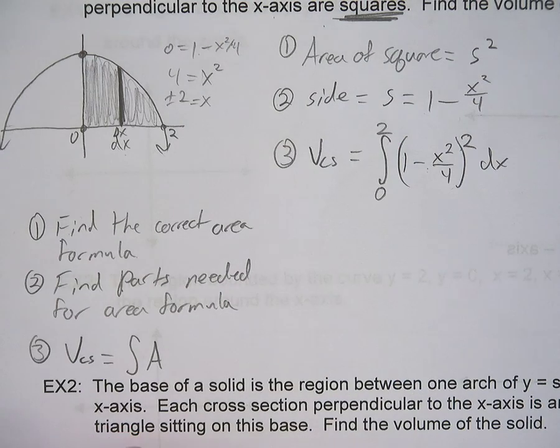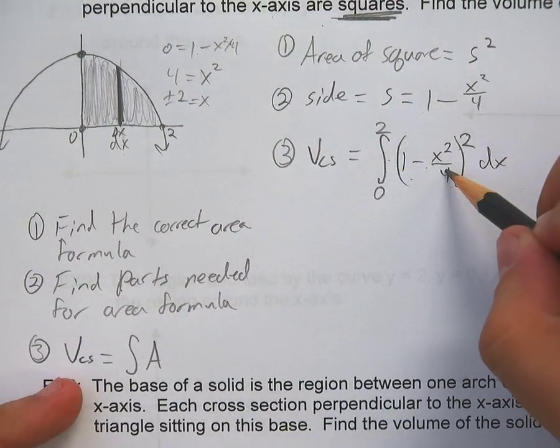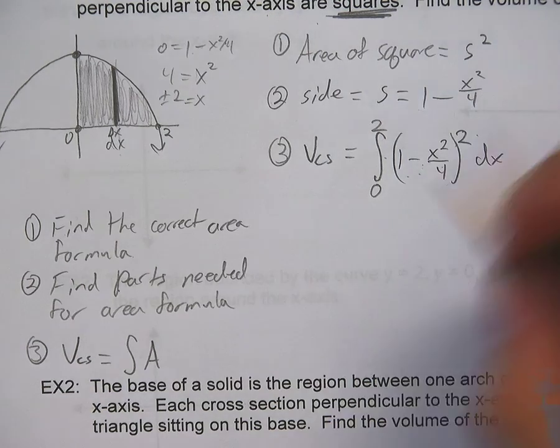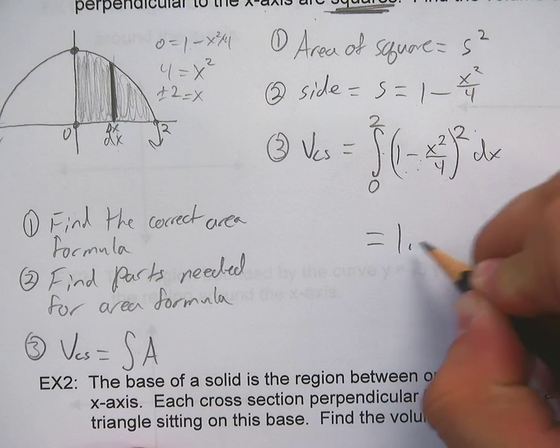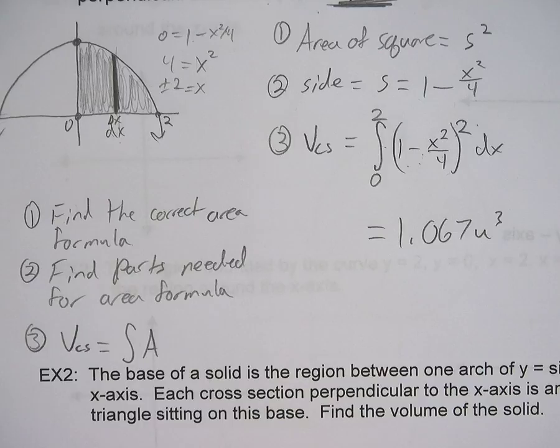Integral from 0 to 2. So it's a pretty basic process. Find the formula for area. Your side is the length of your function here from the x-axis up, and then volume is the integral of your area, s squared. I've already done this ahead of time. I'm going to start putting U for units on there: 1.067 units cubed.